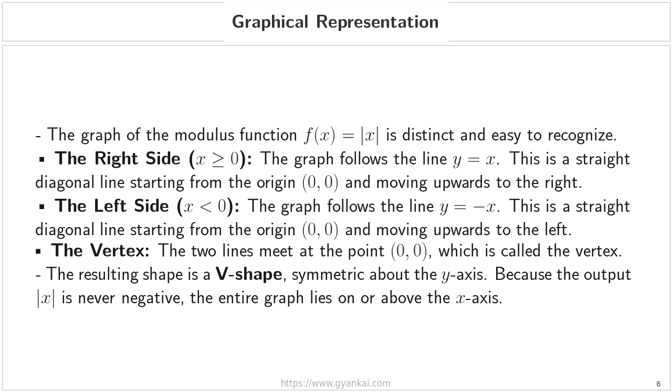And, as we learned in our previous examples, where we saw that the output is always positive, you'll notice that the entire graph lies on or above the x-axis. This leads us directly into our final summary of the key properties of this function.